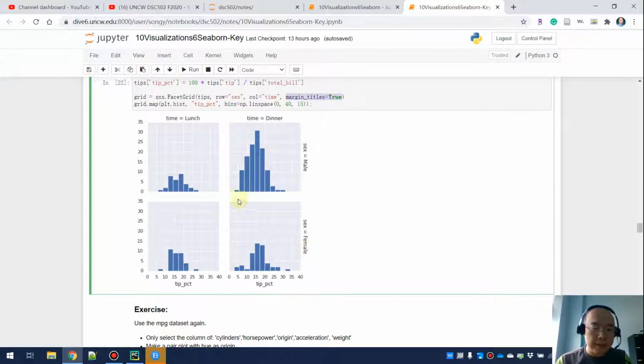Okay, and this is what we got. So what kind of story can you tell using this visualization? For lunch, is there a big difference between the percentage of the tip given by male customers and the female customers?